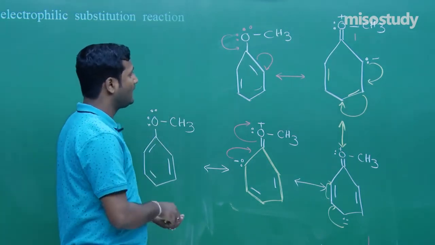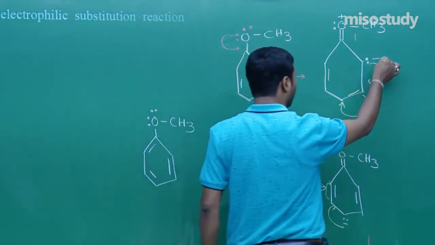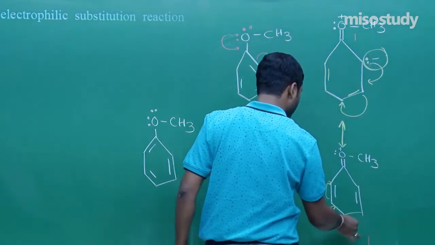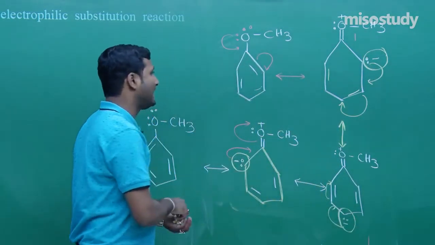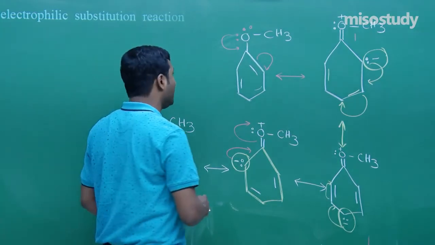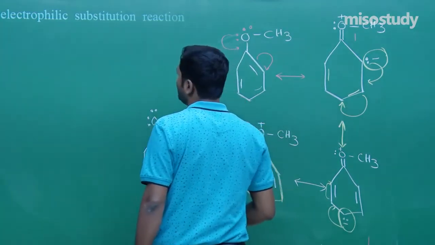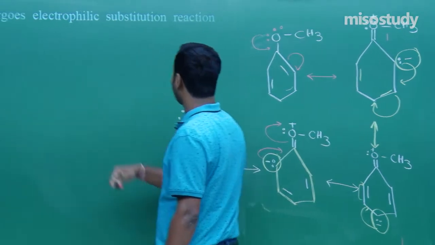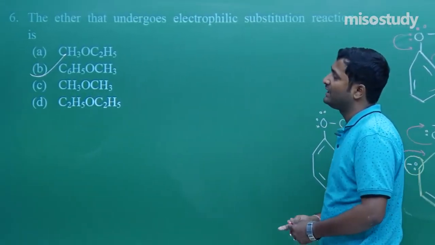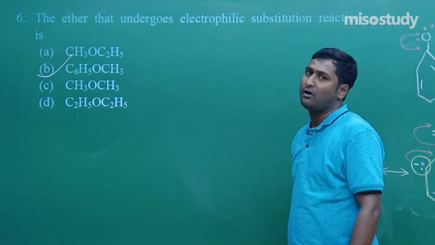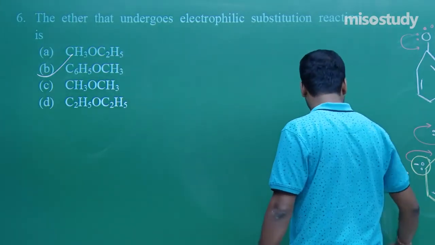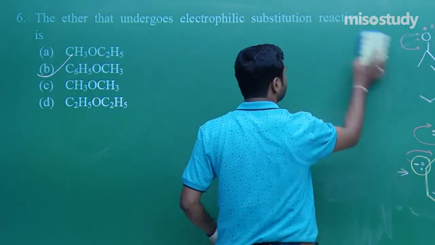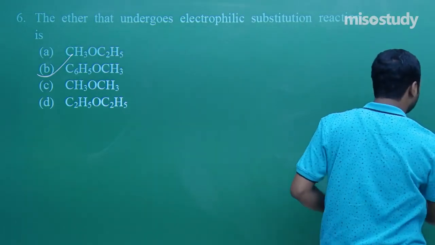Now look at what happened. There is maximum electron density at the ortho position, at the para position, at the ortho position. That is, it will give a place for the electrophile to attack. So anisole performs electrophilic substitution reaction. For question number 6, B is the correct option. Now I'm going to erase this part, friend, and we'll discuss the next question.